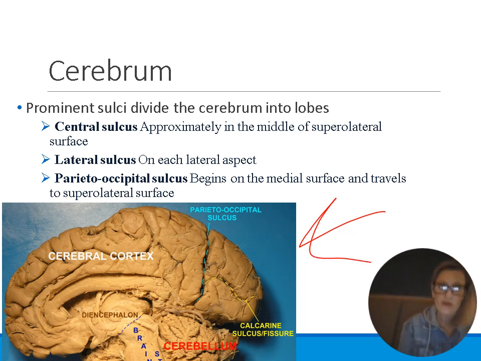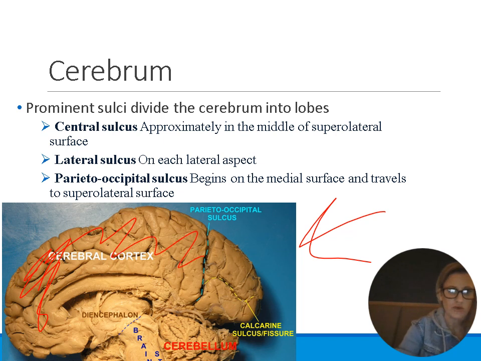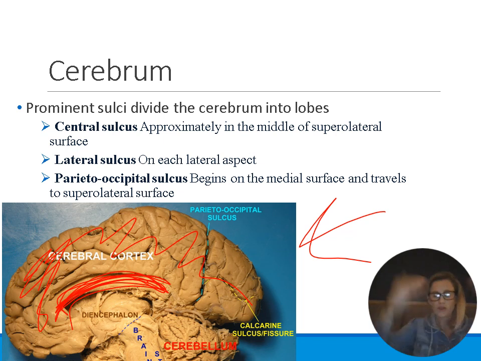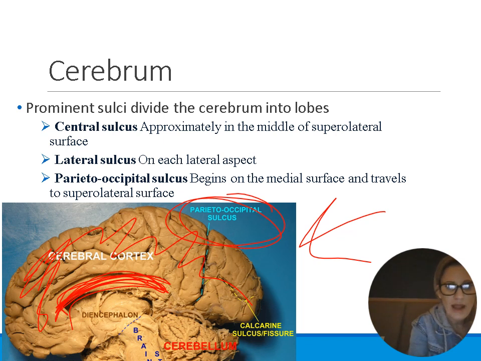So what we're looking at in this picture here is we've separated the two cerebral hemispheres from each other. This right here is where the longitudinal fissure separates the two hemispheres. This right here is the corpus callosum, where the two hemispheres are actually interlinked and connected with each other. So we're looking at the medial surface of the brain, and you can see the parieto-occipital sulcus right here. It's this groove that separates the parietal lobe from the occipital lobe.